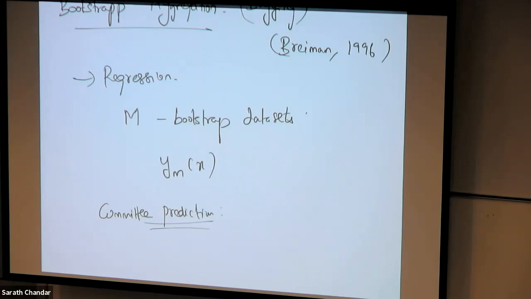Now, the committee's prediction is given by y_committee of x. In the case of regression, it's simply an average of the M different predictions. So this is going to be 1 over M, summation over m equals 1 to capital M, y_m of x. Is that clear?